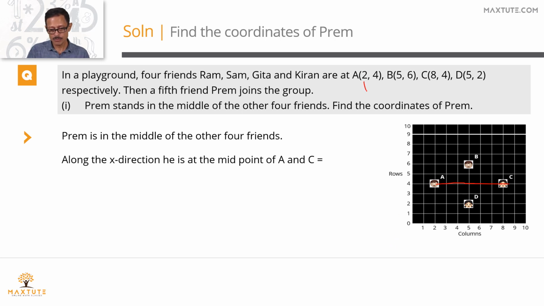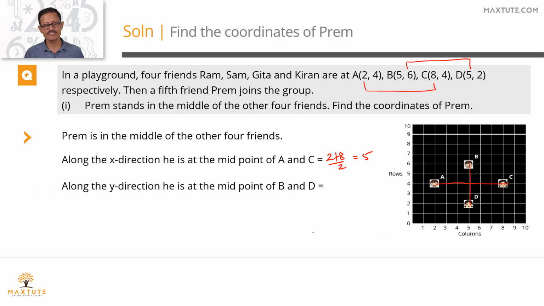So let's find the midpoint of AC to compute the x coordinate of Prem, which is 2 plus 8 divided by 2, which is equal to 5. 10 by 2 is 5. In terms of the y coordinate, it is in the middle of B and D. So let's compute the midpoint of BD to see where he is standing in the y direction. We pick the midpoint of y1 and y2, which is 6 plus 2 divided by 2, which is 8 by 2, which is equal to 4. So coordinates of Prem are 5, 4. So this point is equal to 5, 4.